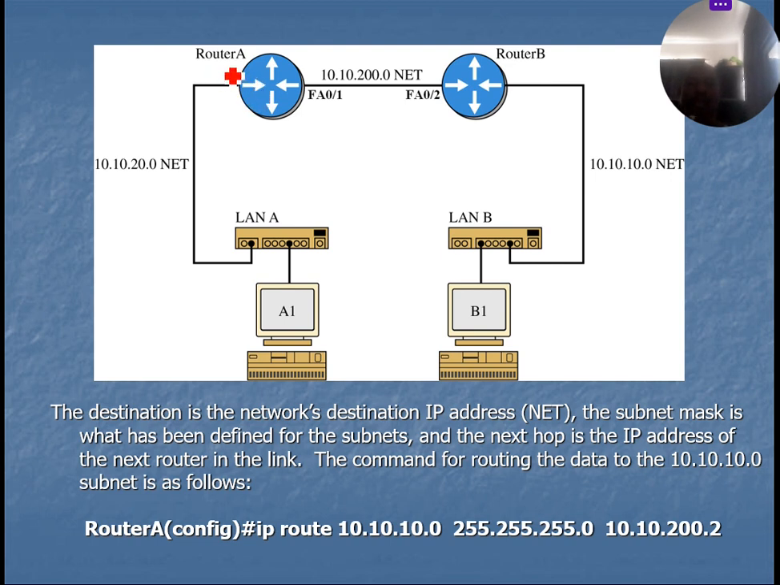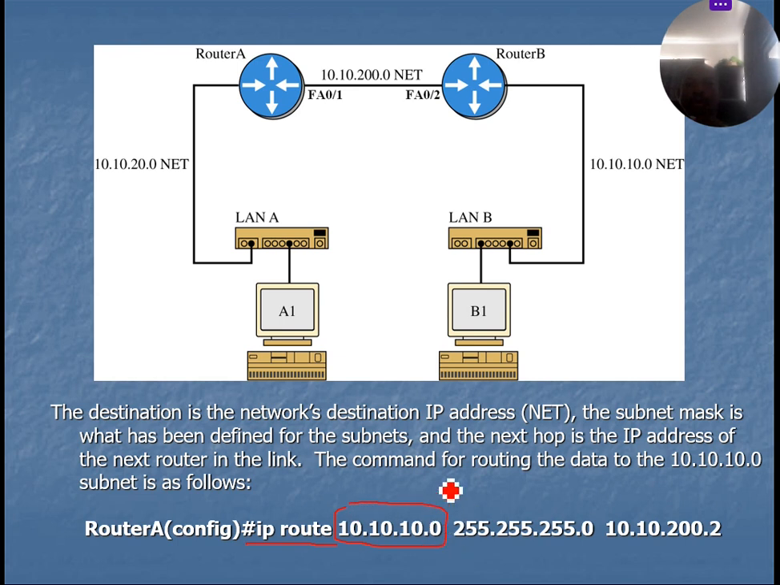So now we've configured the routers. We already know them by names. This is router A. So when you want to configure the static routing protocol, you type in the command interface. You say router A config hashtag IP route. After you put hashtag IP route, you follow with the destination. This is the destination IP address.